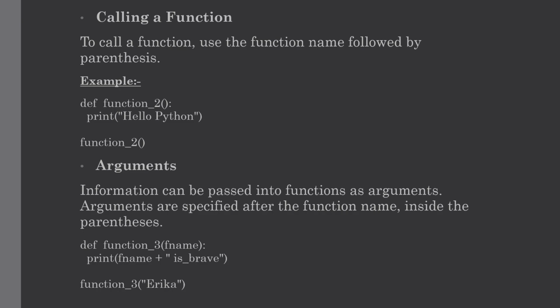The following example has a function with one argument, which is fname. When the function is called, we pass along the first name, which is used inside the function to print the full name. Let me show you how to pass the arguments in a function with a simple example.